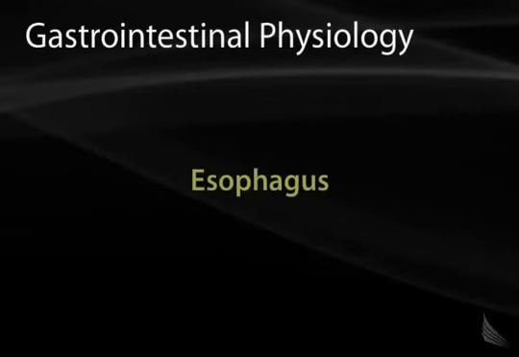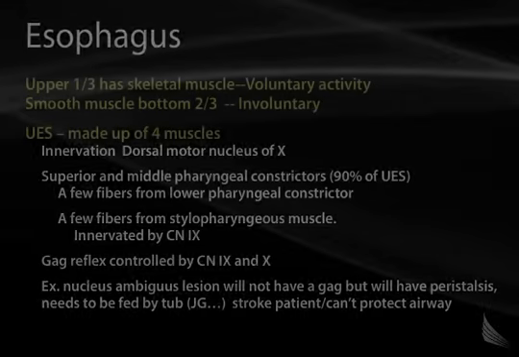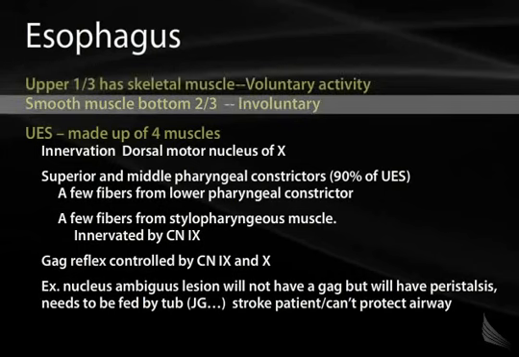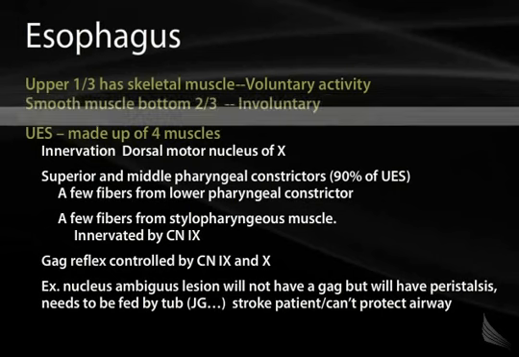Welcome to the GI Physiology module. In section 3, we will be talking about the esophagus and disorders of esophageal anatomy. First of all, some basics. The upper third of the esophagus has skeletal muscle, which has voluntary activity, and the bottom 2/3 consists of smooth muscle, which has involuntary activity.